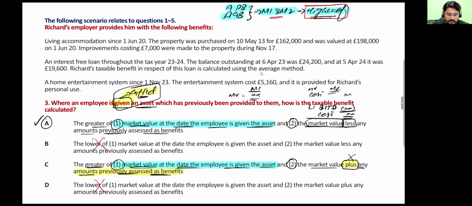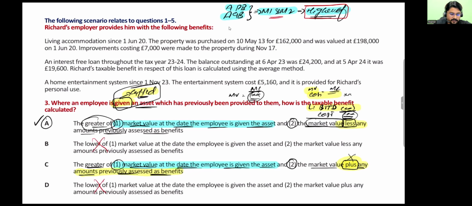And from the cost or the market value, we deduct the benefit tax to date. Rather than adding, we deduct the benefit tax to date. So the differential will be the value of the benefit, and then from this amount and the other amount, we take the greater of the two as the benefit amount. So the correct option is option A. I hope now you got where you went wrong. Now I guess it's clear.